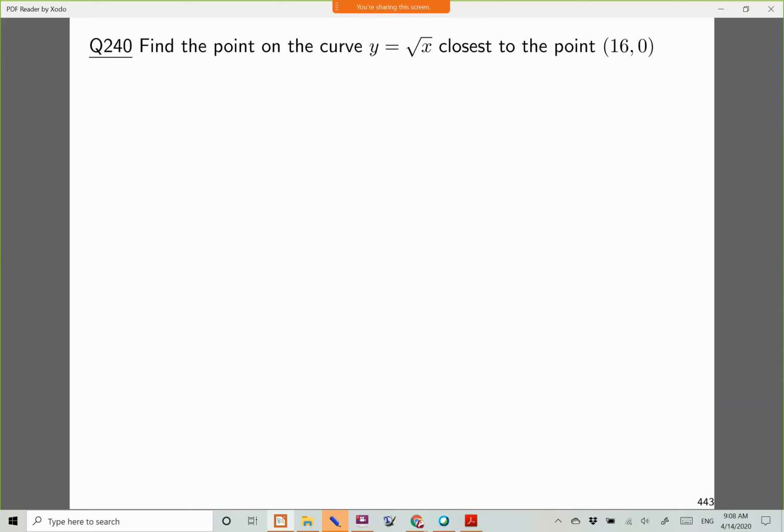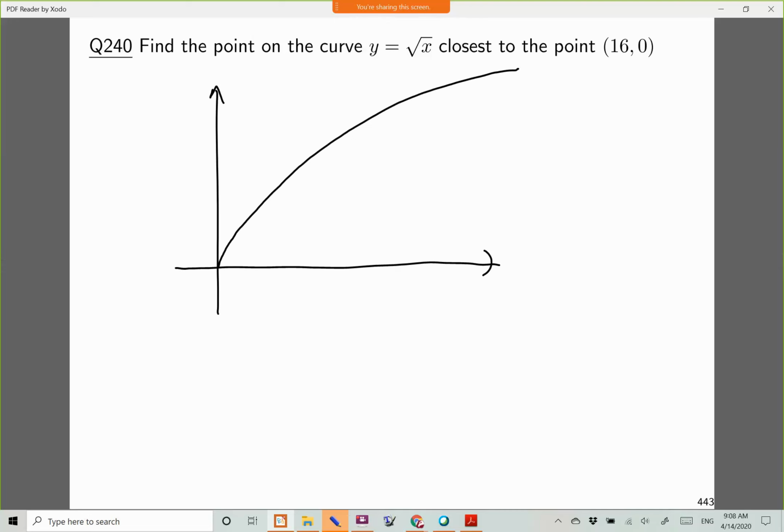So let's find the point on the curve y equals root x, which is closest to the point (16, 0). Now, this curve is one that, at least in my algebra class, students are expected to know what it looks like. But I'm going to remind you here that this is a sideways half parabola that looks like this, roughly speaking. We've got this point (16, 0). Maybe it's right over there. That would be that point.